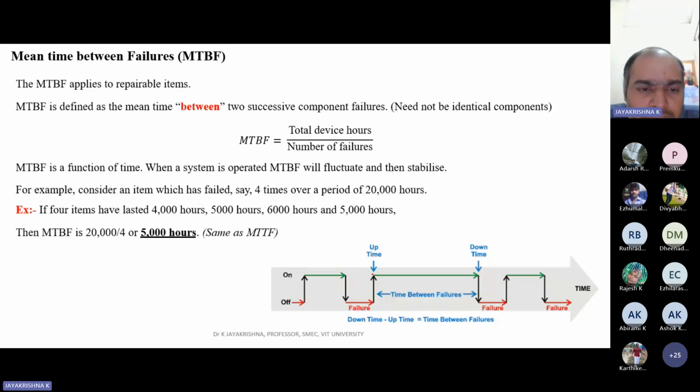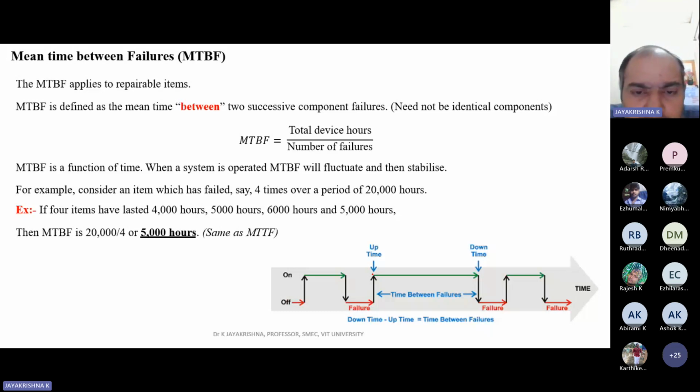Say, for example, I am buying a repairable product. Can you give me an example of any one repairable item? Any items which we can repair and use? A bike, for example. Bike servicing, sir. A bike is there.